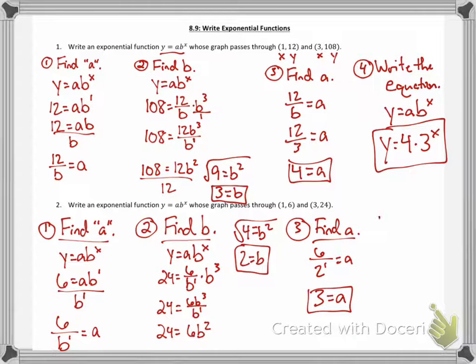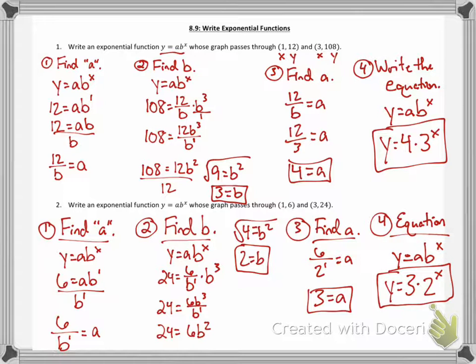And now step 4, write the equation. So again, here's your formatting. To write the final equation, you plug in only the a and the b. So your final equation would be y equals 3 times 2 to the x power.